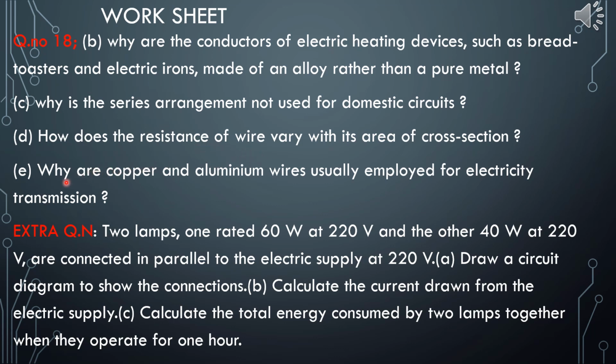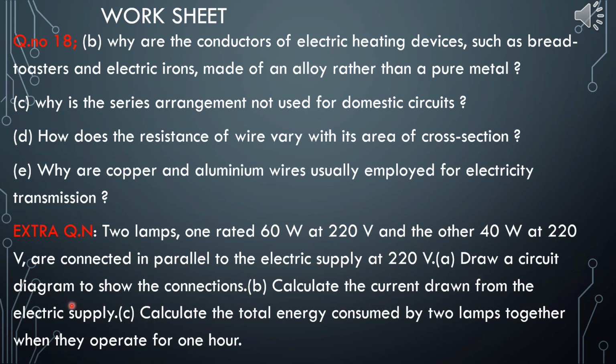And question number 18E is, why are copper and aluminum wires usually employed for electricity transmission? You must write the better qualities of these two wires, and that is the main answer for this question. Let us go for the extra question. This resembles what we discussed earlier about exercise question number 15. Two lamps, one rated at 60 watt at 220 volts and the other 40 watt at 220 volts, are connected in parallel to the electric supply, and it asks you to first draw a circuit.